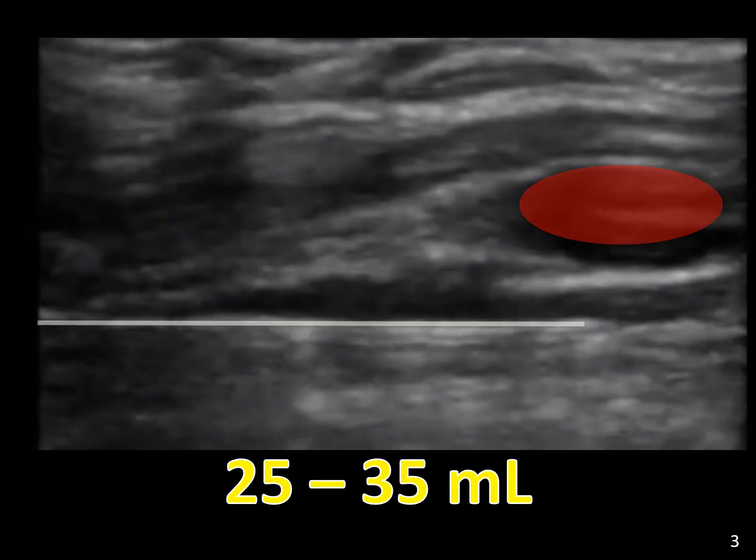This is a still image of the RAPTIR block being performed. The needle is highlighted here in white with the needle tip here placed just deep to the axillary artery within the axillary sheath. A total of 25 to 35 mLs of anesthetic is required to achieve adequate block using this technique.